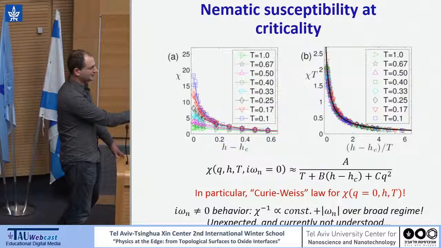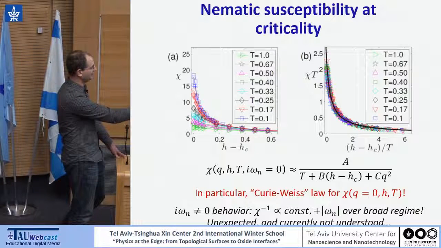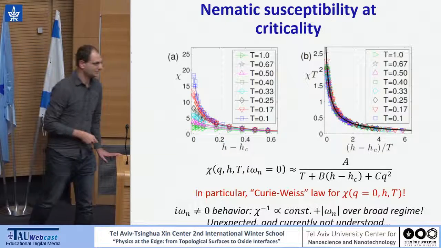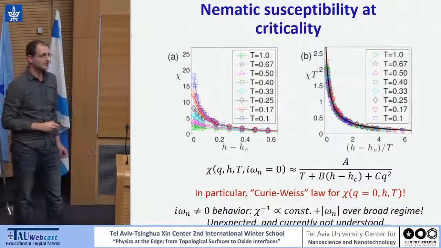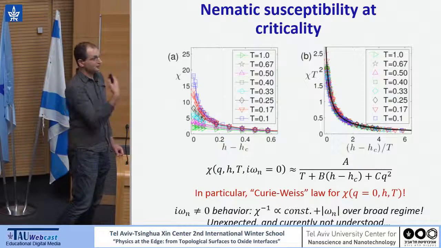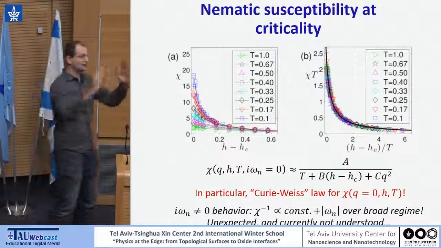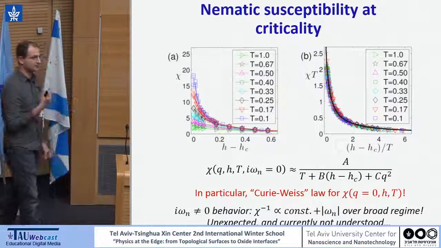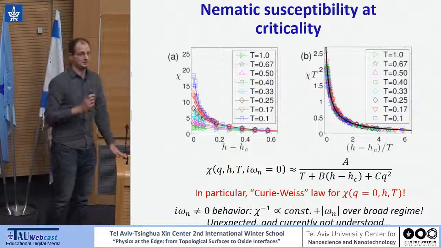Right at q equals zero, it actually doesn't have this form. You have to go slightly away from q equals zero, and then it looks like basically this plus a constant times mod omega. The constant doesn't depend on q. That's the surprise. What the conventional treatment gives you is mod omega over q, so the slope should actually increase when you go to smaller q. That's what we don't see. So this is actually something that's surprising to us. We're still trying to understand it.